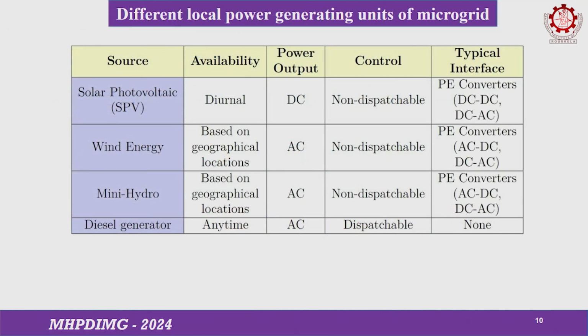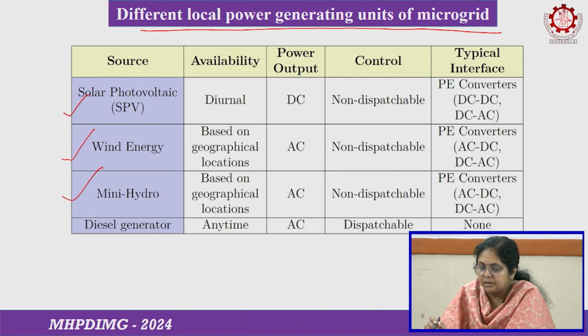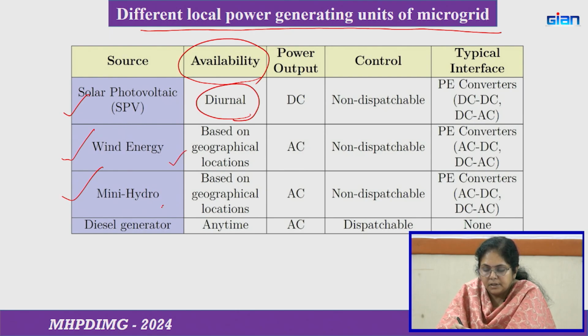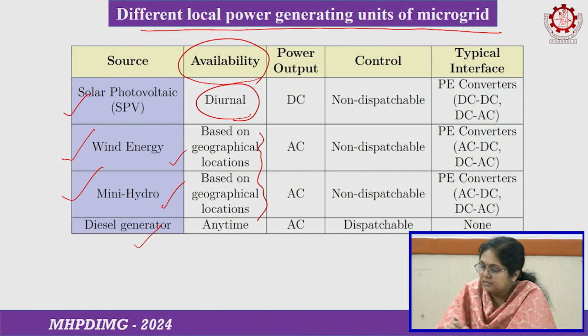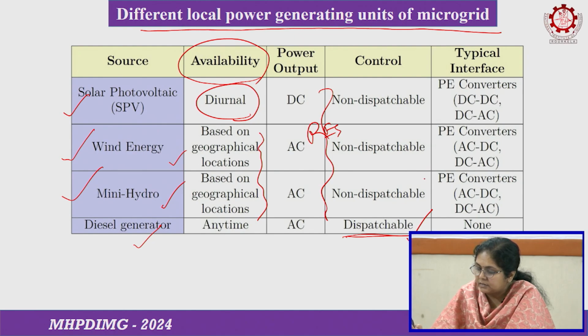So, here in this table I have given examples of the different local generating units of a microgrid. I have shown solar, wind, and mini hydro, and also mentioned the corresponding availability. Solar is available only during the day, so it is diurnal in nature. Wind and mini hydro depend on geographical location and the availability of the source. The diesel generator shown here is a dispatchable source of energy, whereas all three renewable energy sources come under non-dispatchable sources of energy. Okay.